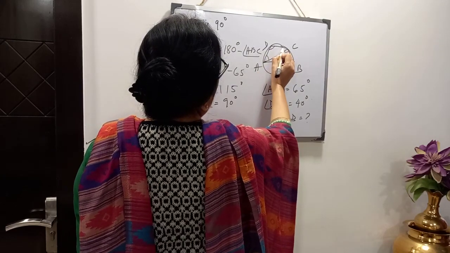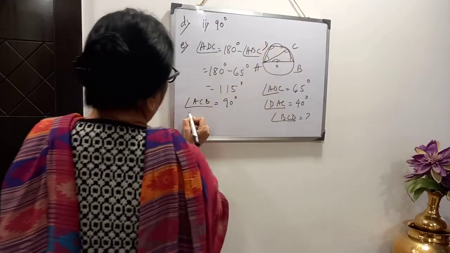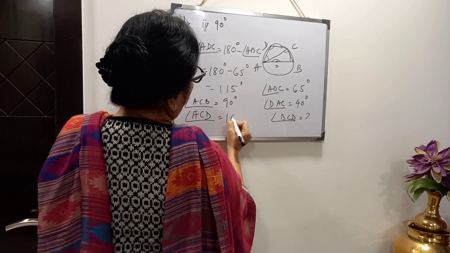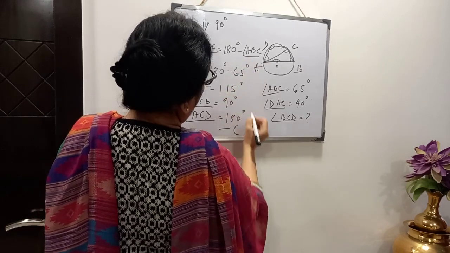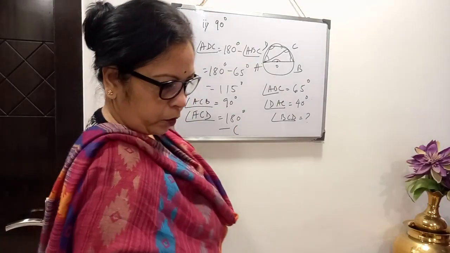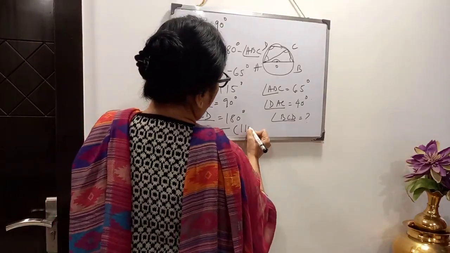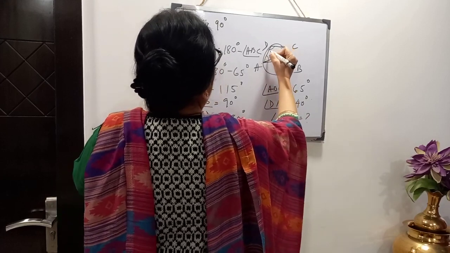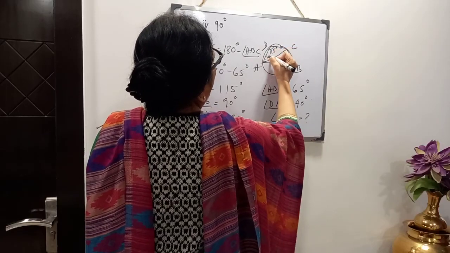Now we will first calculate this angle ACD. ACD means this is the triangle. So it is 180 degrees minus the sum of the other two angles. This we have got 115 degrees, and this is given 40.